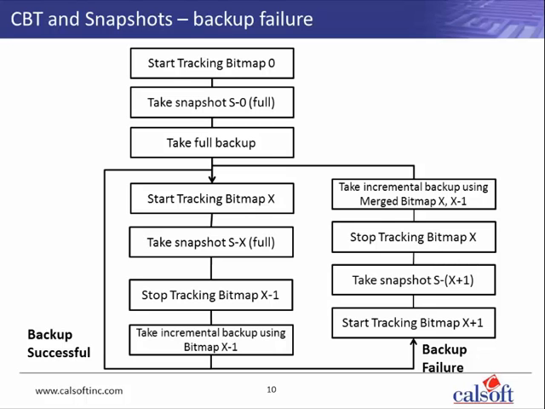Then we take a backup, but instead of using the earlier tracking instance, we merge the previous two tracking instances, x and x-1, and we apply the change tracking information given by the merged bitmap to our backup. This merge gives us appropriate changes that span the failed backup timeline.